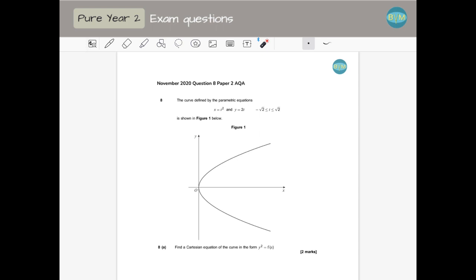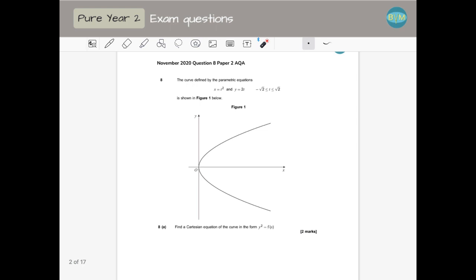Hello, this is question 8 on your November 2020 paper 2 from AQA. You have a curve with parametric equations, so x is t squared and y is 2t, and these are the limits for t. And this is the graph. So find a Cartesian equation of the curve in the form y squared equals f(x).